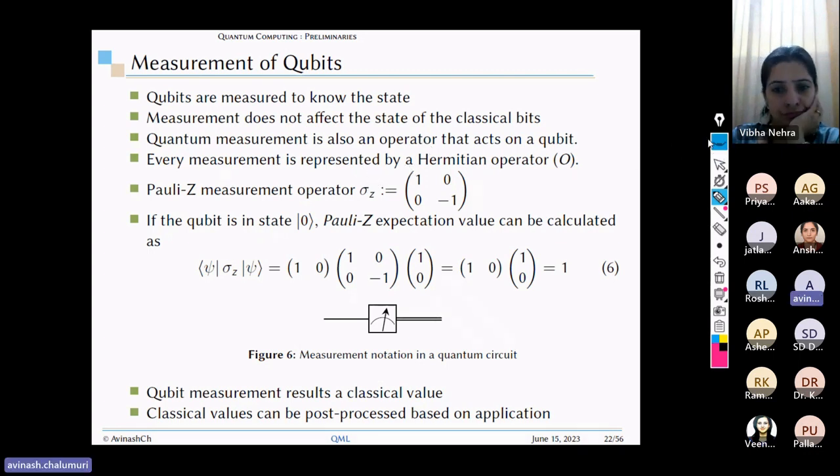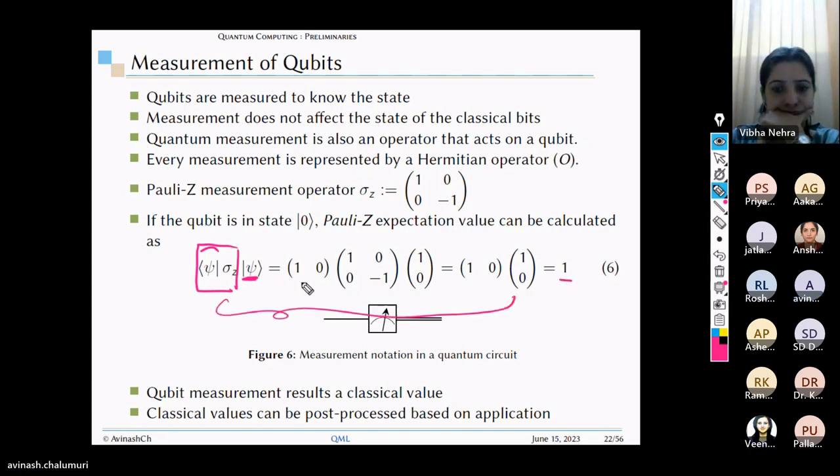So this is how you usually measure a quantum state. This is the initial quantum state. Now you add this part mathematically so that you get some result out of it. These are the mathematical operations. Pauli-Z is a very famous measurement operator, used to measure the qubits in order to get some information out of them.